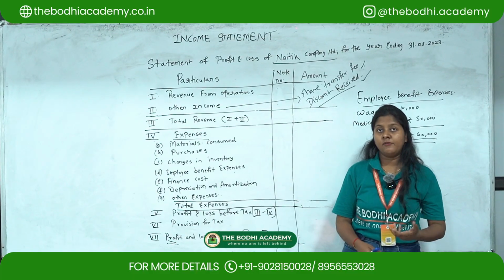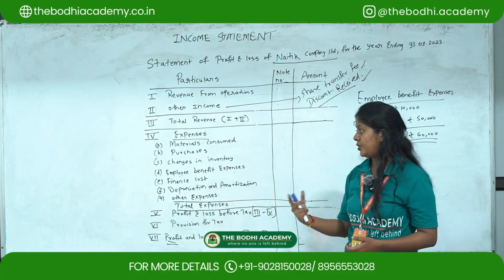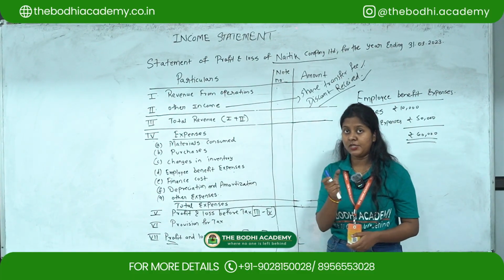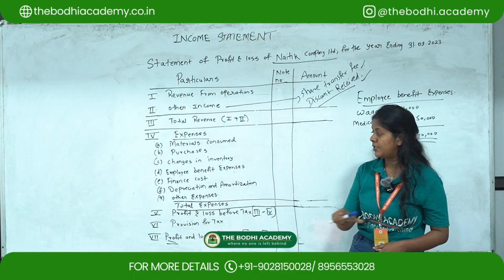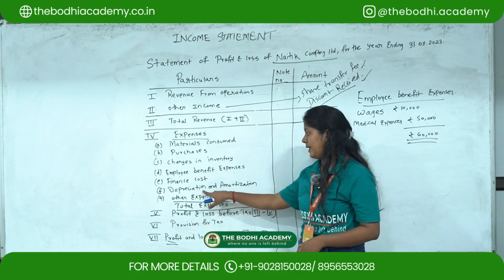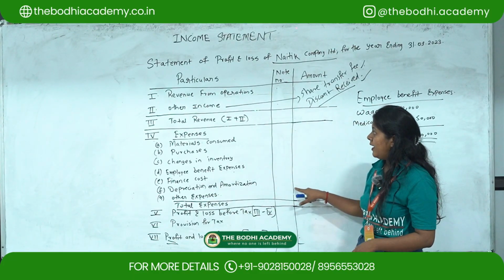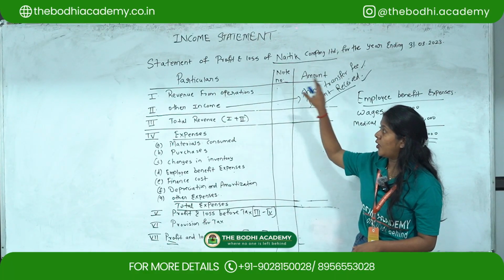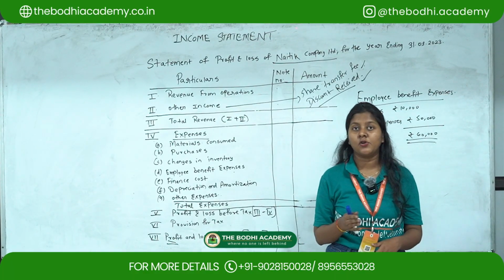Okay, or where we show the depreciation on plant and machinery. So if the word they have mentioned is depreciation, then it will go under this head, depreciation and amortization expenses. Okay, so this is how you have to remember the full format, and then you have to remember what are the classifications to it.